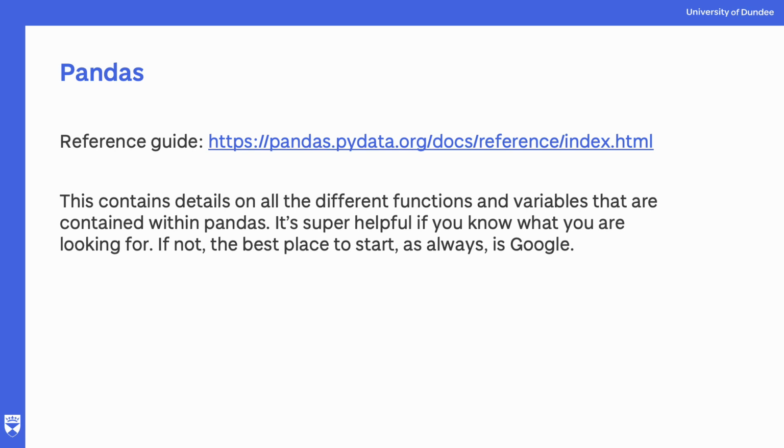There's a reference guide available online, and that reference guide has a list of all of the different functions and all of the different variables that are contained within it. If you know what you're looking for, that's a great place to go. If you don't, then just start with Google. It will probably lead you there eventually. But typically when you're searching these libraries, if you don't know the name of the function that you're looking for or the action that you need it to take, it can sometimes be a bit difficult to get to it. But the official record is kept on the Pandas website.